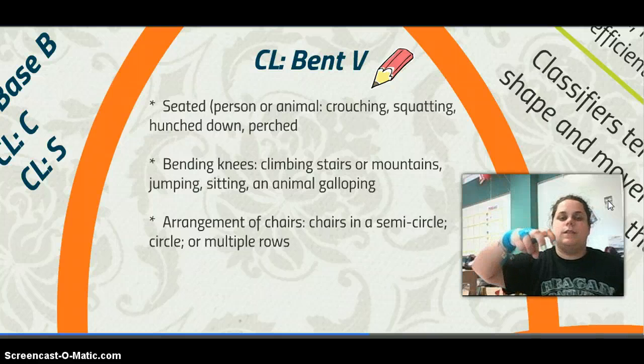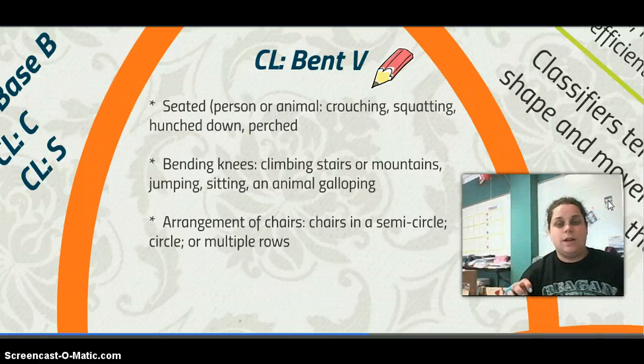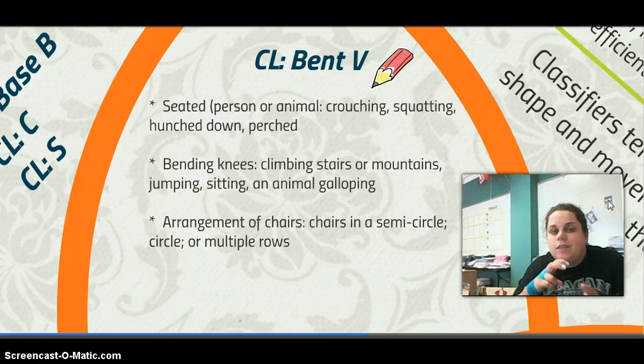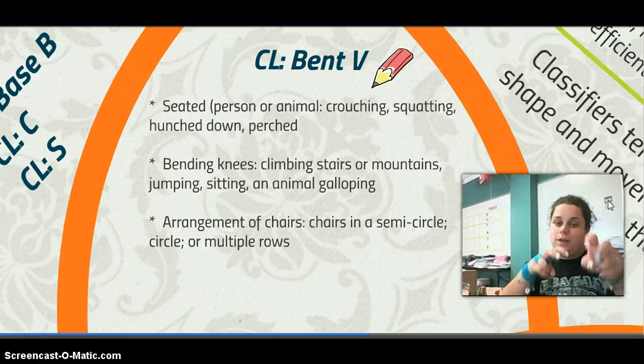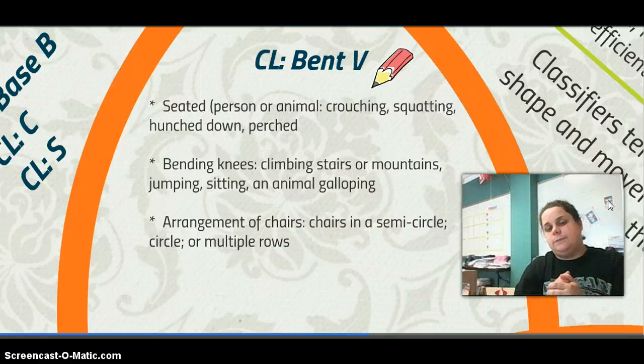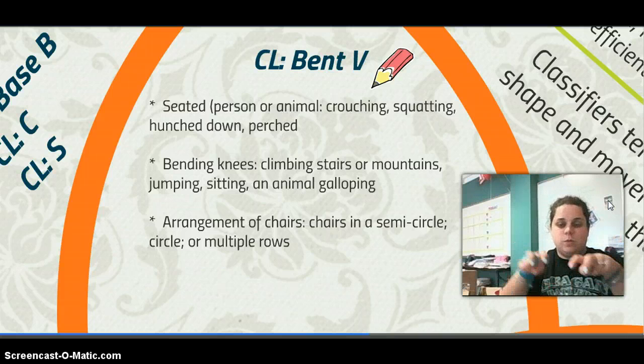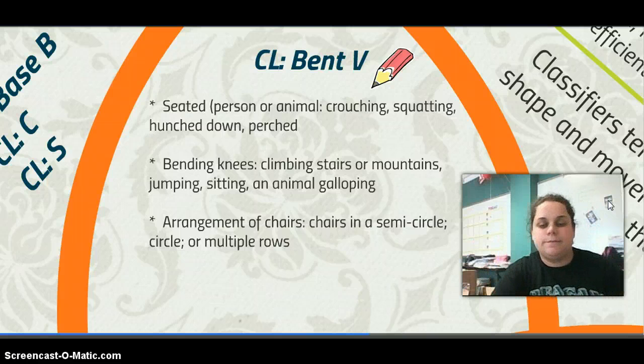CL bent V looks like this. It could show a person or an animal sitting, crouching, squatting, kind of hunched down. It could be sitting on a shoulder. It also could show someone climbing stairs or a mountain, jumping, sitting, an animal galloping, leaping over. We could talk about sheep jumping over a fence. It also could show an animal jumping up on you, like a dog. It could show how chairs are arranged, so they could be in a circle or horseshoe. They could be in rows, this way, anything like that.